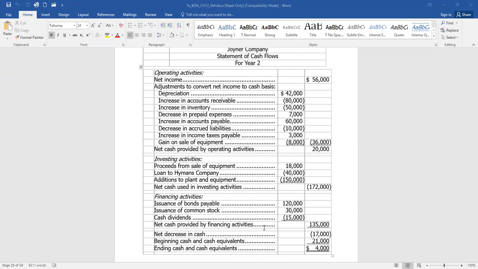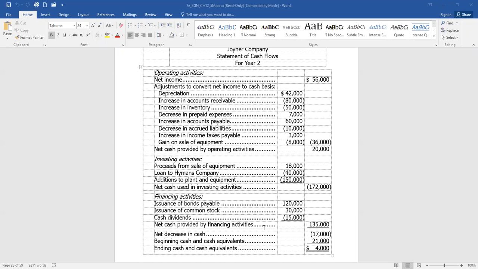Without giving us any other information, it looks like our bonds payable went from $70,000 and increased up to $190,000. So that means we borrowed an additional $120,000 in cash. So that's a positive impact on cash from financing activities. Common stock went from a balance of $270,000 up to a balance of $300,000. It increased by $30,000. So we must have received $30,000 more in cash from selling that.